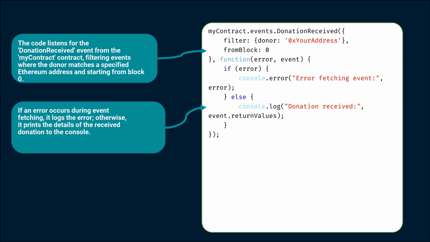The second part of this code is a callback function that handles incoming events. Inside this function, we handle potential errors by logging them to the console, ensuring that if something goes wrong while fetching events, we are immediately aware of it. Conversely, if the event is successfully captured, we log the donation details to the console using the event return values, which contains the information emitted by our smart contract. With this setup, we create a transparent environment where users can actively see their contributions as they occur, enhancing engagement and fostering trust in the platform.